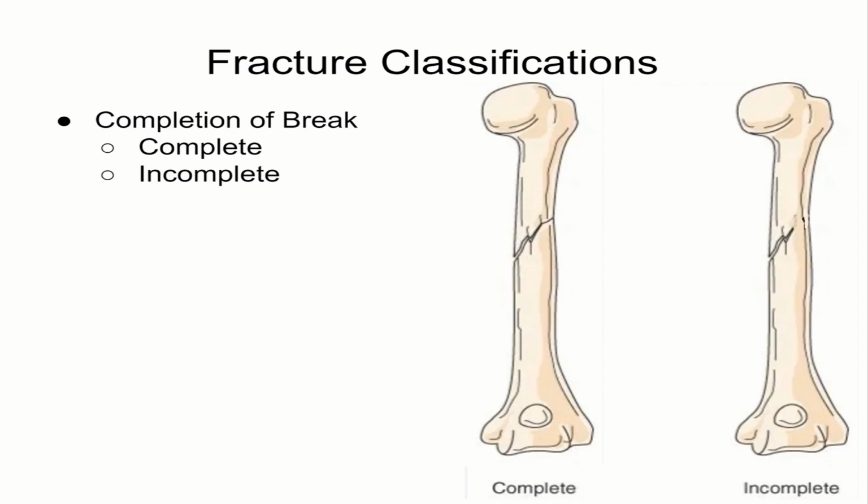Fractures are characterized on three characteristics. The first characteristic is shown here, the completion of the break. So you can have a complete break where the break goes all the way through the bone tissue, or you can have an incomplete break where the break doesn't go all the way through the tissue. And you can see that here in our diagram. The break stops here and this part of the bone is still intact.